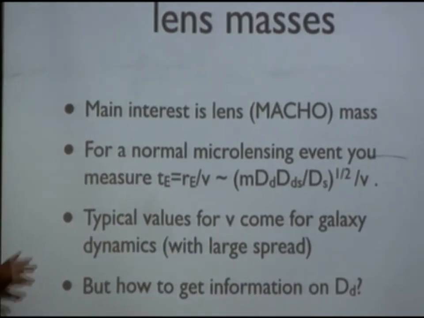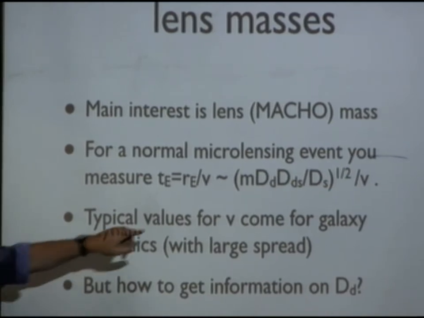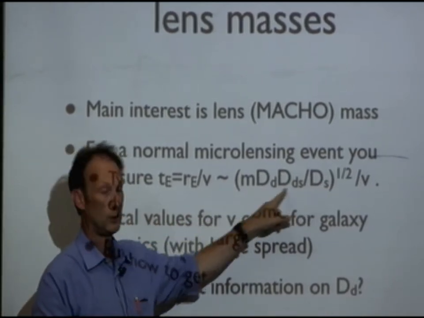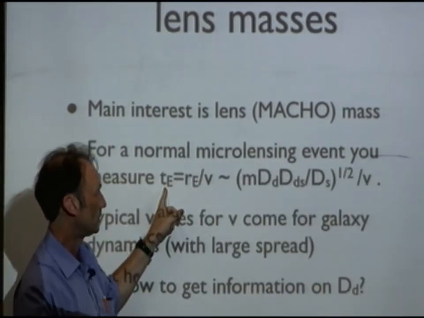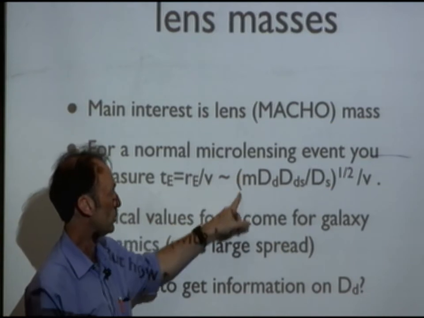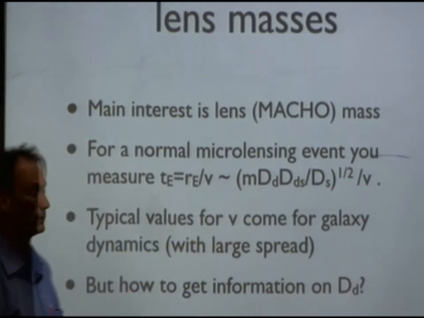Right? That's from dynamics. But what would be really interesting is to get also information on the geometry, on the distances. Once you have that, then you can turn your time scale that you measure, the duration of the event, into a good estimate of the mass, which is what you really want to know.